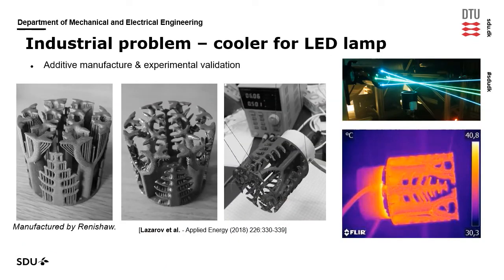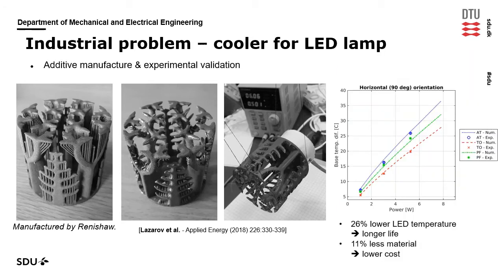So we then took one of these designs, and we had it additively manufactured in aluminium by Renishaw. We took it down in the lab, did some velocity measurements, some infrared temperature measurements, also some local temperature measurements at the base. We compared these to our numerical simulations, and we saw a very nice agreement. We saw that our optimized designs are able to provide a 26% lower LED temperature, which directly translates to a longer lifetime. And we're actually able to do that using less material, which, especially in the context of additive manufacturing, directly translates to a lower cost.